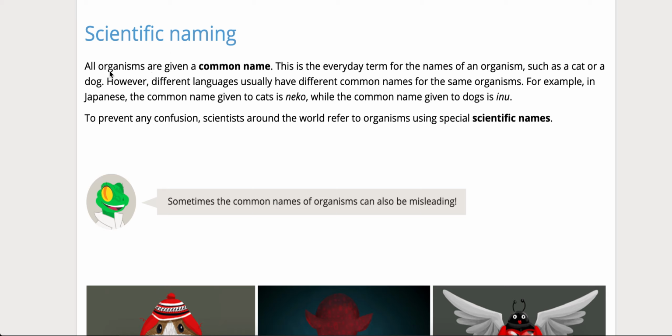Scientific naming. All organisms are given a common name. That is the everyday term for the names of an organism, such as a cat or a dog. However, different languages usually have different common names for the same organism. For example, in Japanese, the common name given to cats is neko, while the common name given to dogs is inu. To prevent any confusion, scientists around the world refer to organisms using special scientific names.